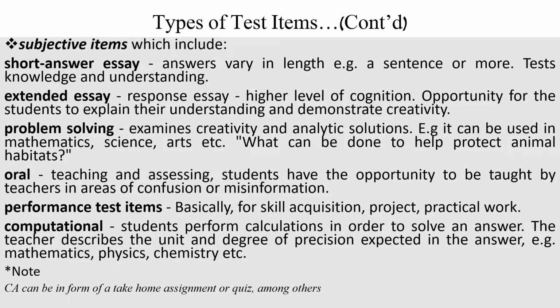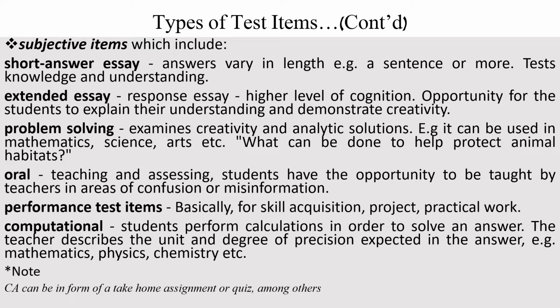And computational test, where the student performs calculations in order to solve a problem which he will get the answer to. The teacher describes the unit and degree of precision expected in the answer. For example, in mathematics, in physics, in chemistry, this type of calculation can come up and you will be told to correct this to 3 decimal places or to 4. The instructions must be very clear, and that is it.